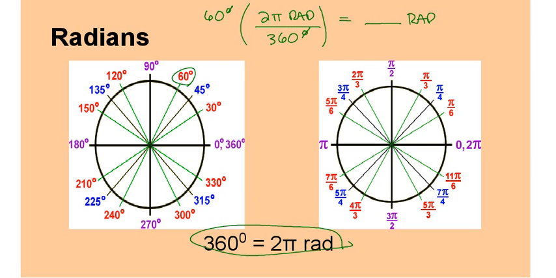I could say 60 divided by 360 is 1 over 6, and that would leave me 2 pi over 6 radians, and 2 over 6 is 1/3. So 60 degrees becomes pi over 3 radians, and you'll see that here is the 60 degrees, and there's the pi over 3 radians that we have.